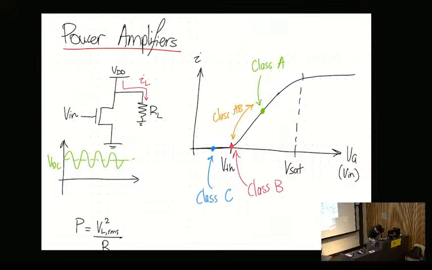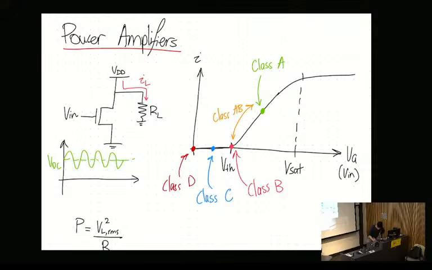And then class D is, does anyone know what class D is on this curve? Where are we biasing by default for class D? Do I need to bias it with any input signal? Any DC signal? For class D, we don't. So class D actually sits right here, all the way at the start.